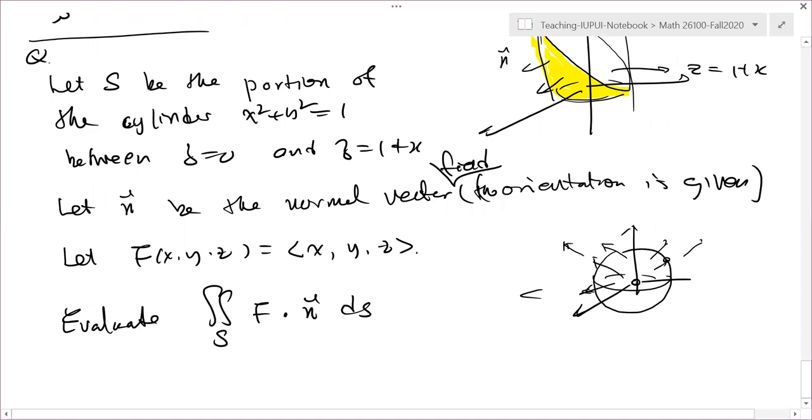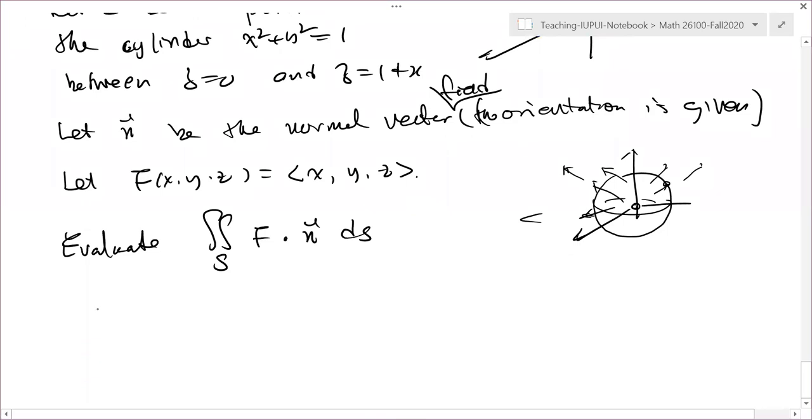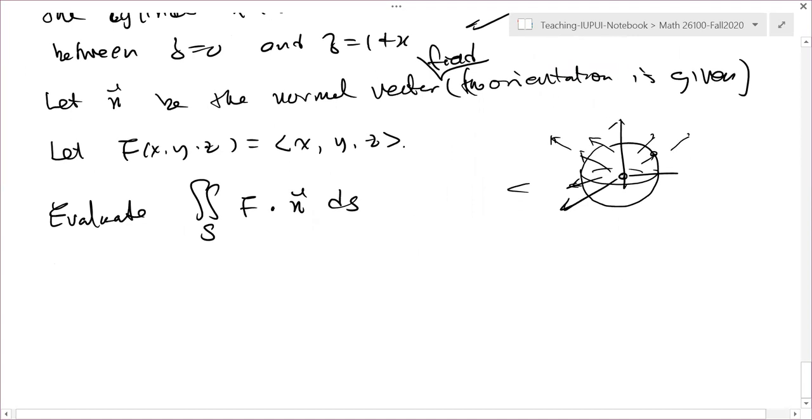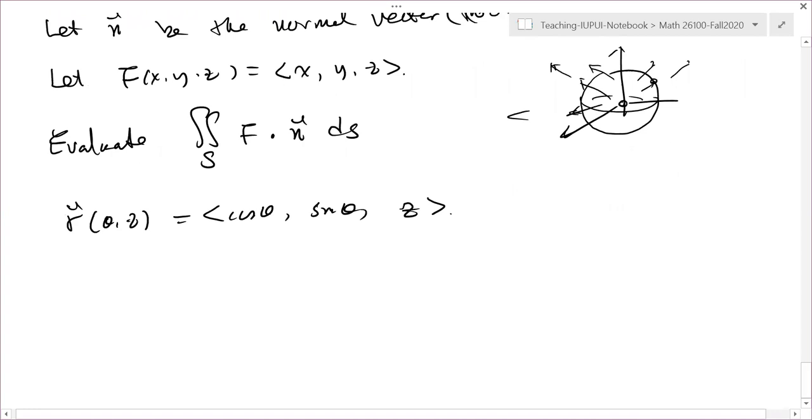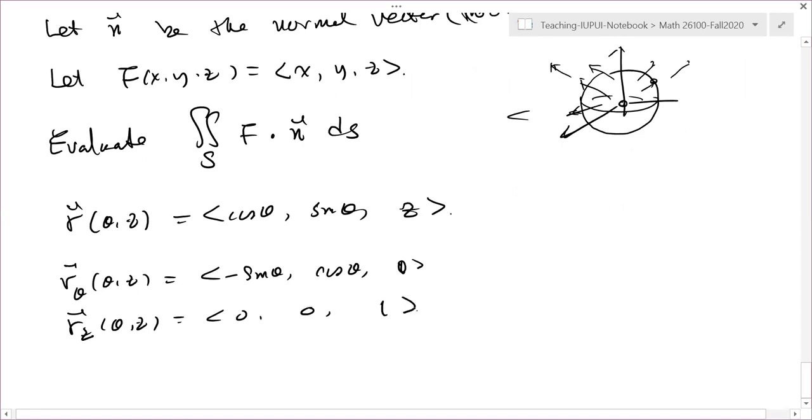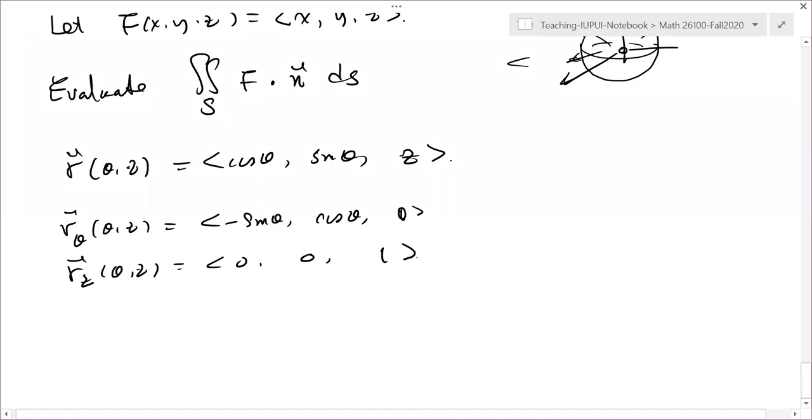So how do you do that? Well, we have the parametrization for the cylinder: with parameters theta and z, it is cosine theta, sine theta, and z. Let's repeat how you find the normal vector. The partial with respect to theta is negative sine theta, cosine theta, zero, and the partial with respect to z is zero, zero, one. The cross product, putting i, j, k here, is going to be cosine theta, sine theta, and zero.